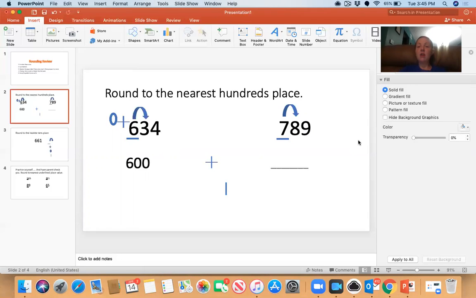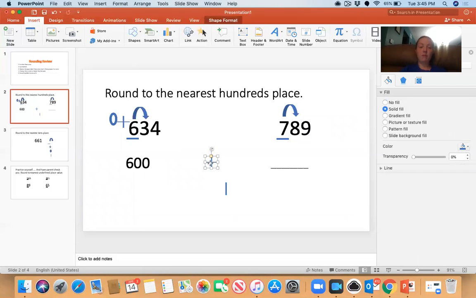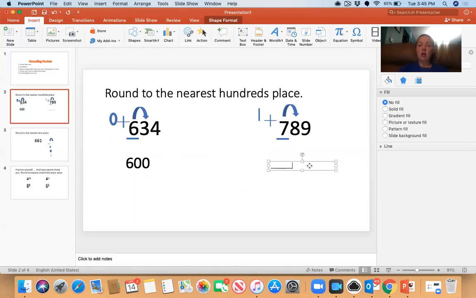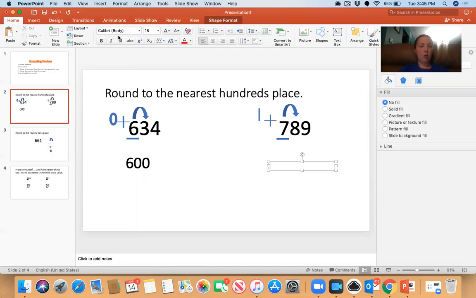It's bigger than 5. So what happens when we have a strong number behind the place value that we're rounding to? It gets a point. So I'm going to add my plus 1 because we had a strong number and we add 1 point. Now I'm going to come down here. What is 7 plus 1? Because that's what's going to go into our rounding number. I'm going to make this big. So 7 plus 1 is 8.